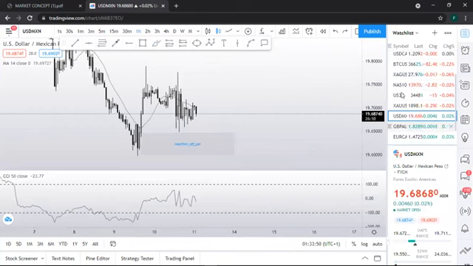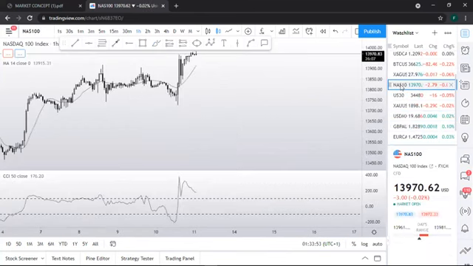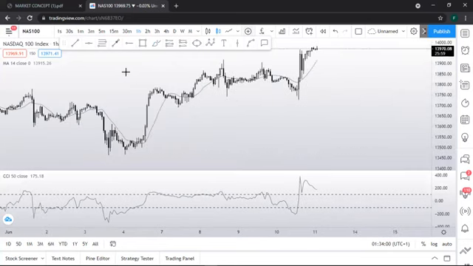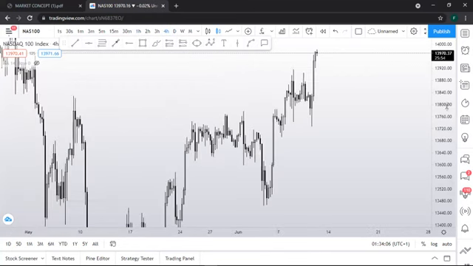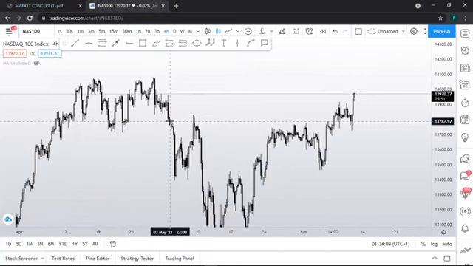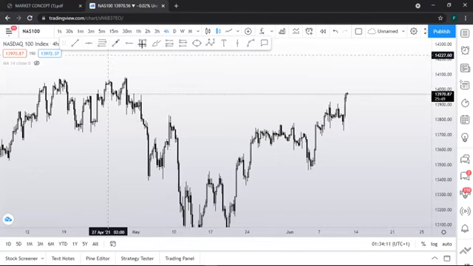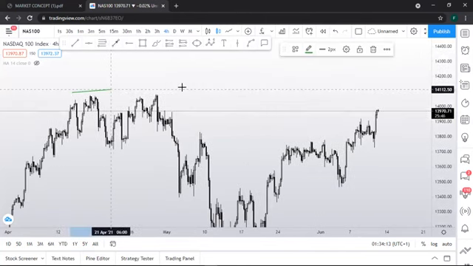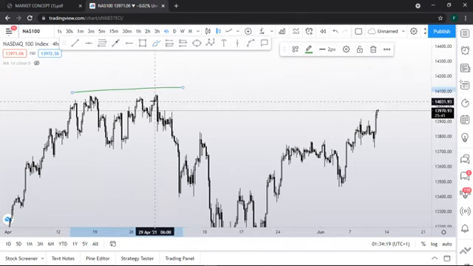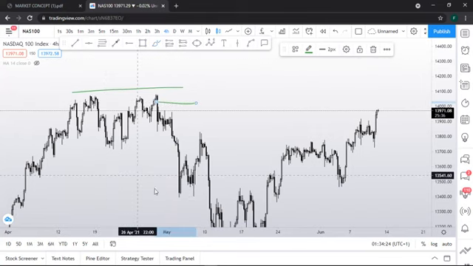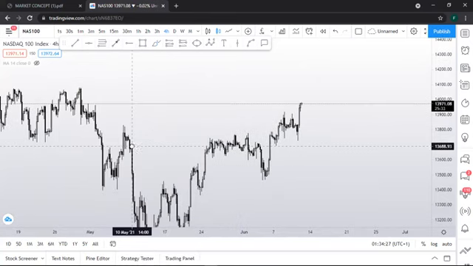All right, let's check in indices and see what NAS is doing. NAS, yeah, NAS is okay. All right, check this. Let's go to the 4 hour. Great, we've got engineered liquidity here, equal highs, if you want to call it that. We've got an OB to be mitigated here. Beautiful. So we've got target zones, right? We've got target zones.